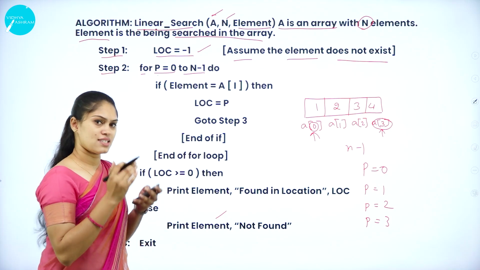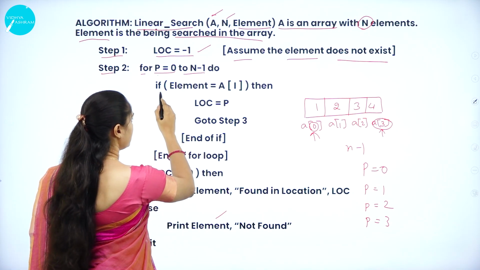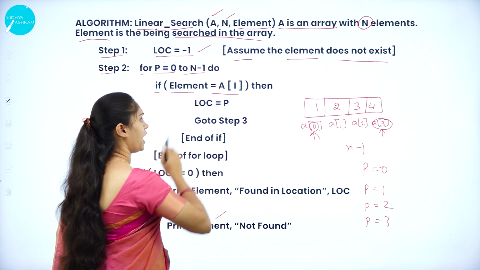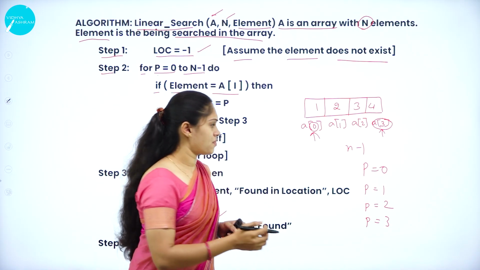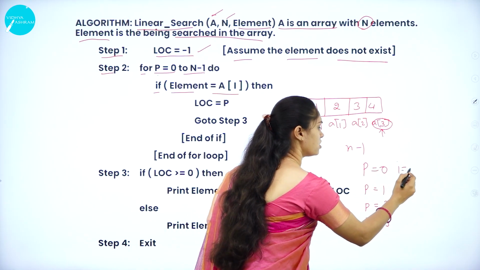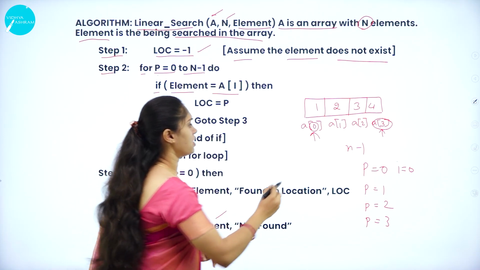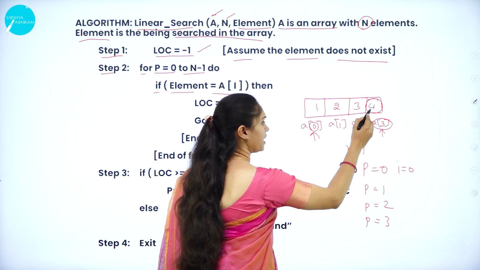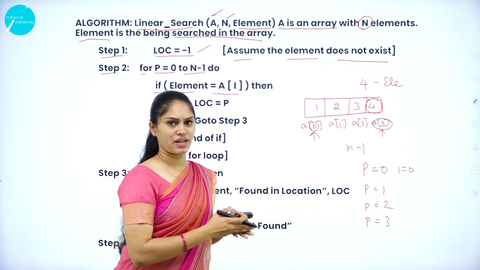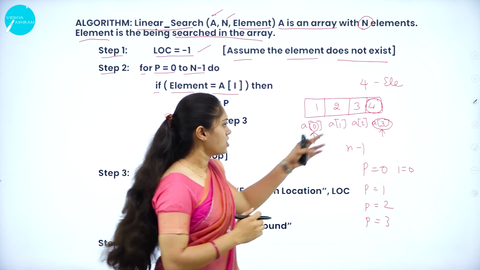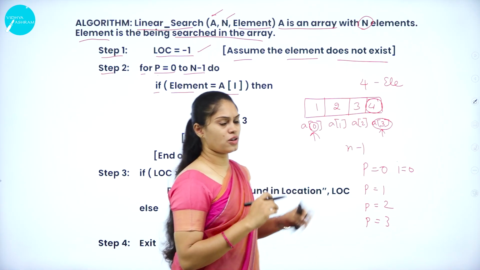Once I enter this loop, I am going to make a condition. What am I going to do? I am going to check the condition: if element is equal to A of I. A of I means the element at this location, that is, the iteration. In this context, I is equal to 0. What is there at 0? That is 1. And I am searching for the element 4. This is the element I want to search, whether it is present in the set of elements or not. It will be at A of 3, so we'll see whether this element is found or not.